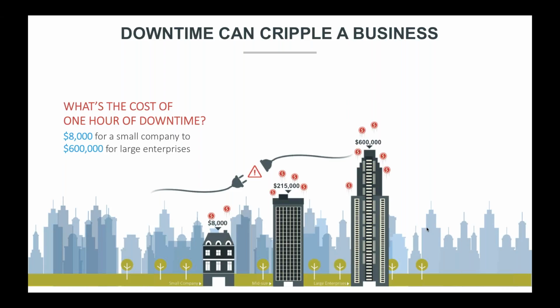So these are calculated averages for cost per hour of downtime per business. Small companies lost over $8,000 per hour, and large organizations over $600,000 per hour. Now the average that was found right there in the middle, $215,000 per hour. So consider what happens when your systems go down, even for just that 1 hour.